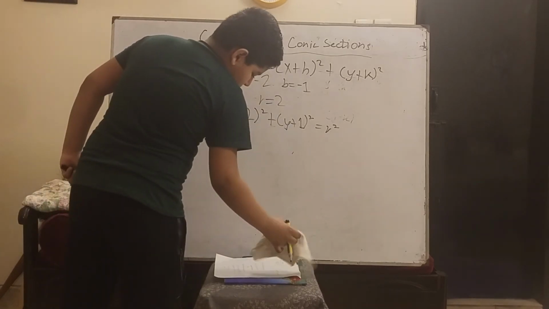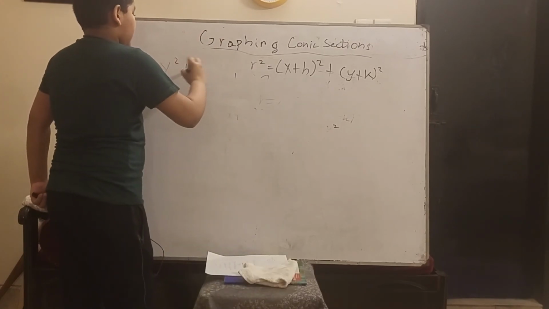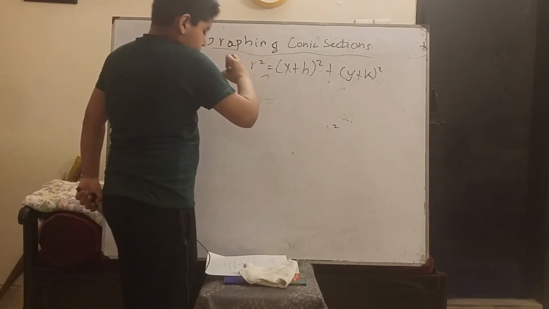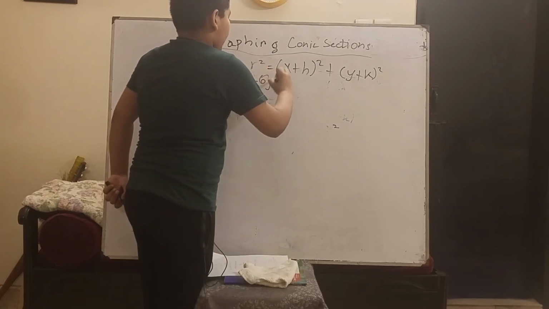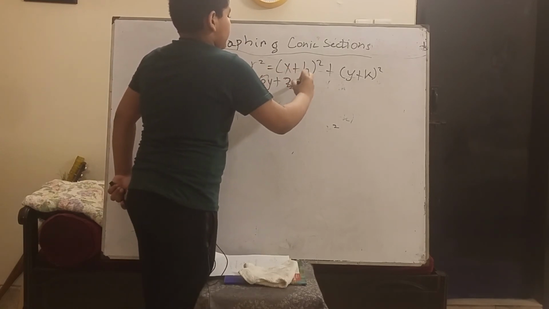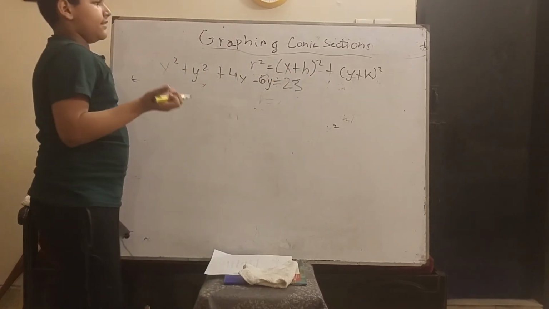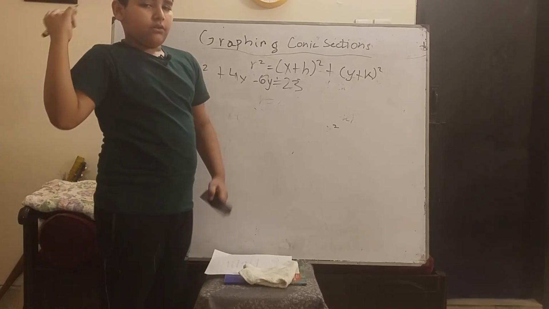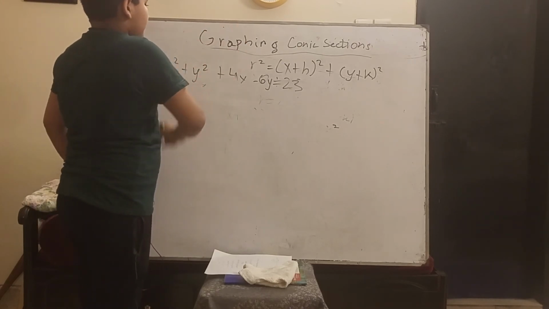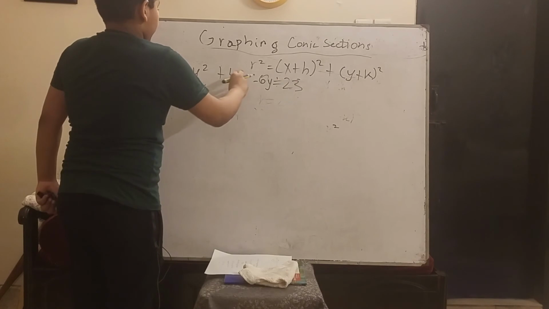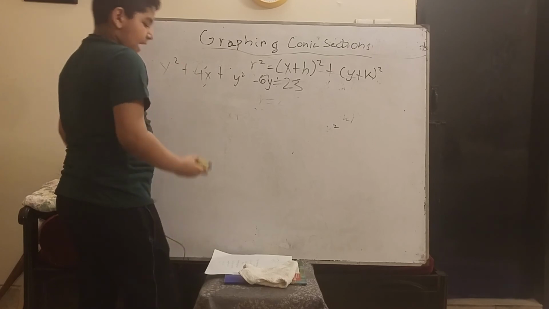So there can also be tricky equations. Something like x squared plus y squared plus 4x minus 6y plus 23 equals 0. Then in a few videos ago, we learned how to complete the square. So we're going to use that, but twice, once for each variable. So we're going to put each variable exactly where they are.